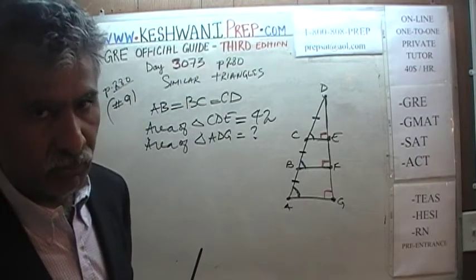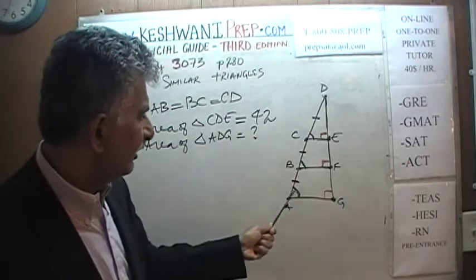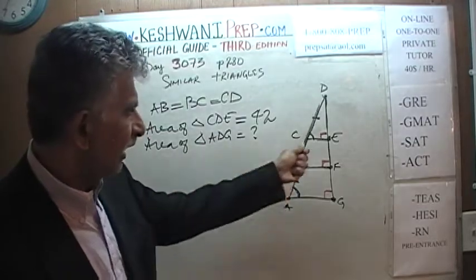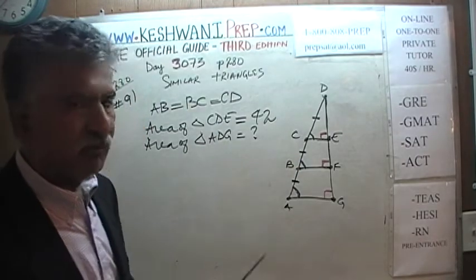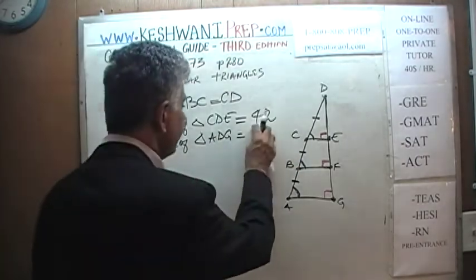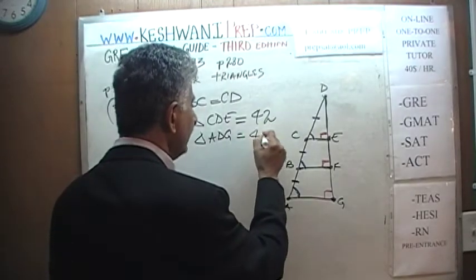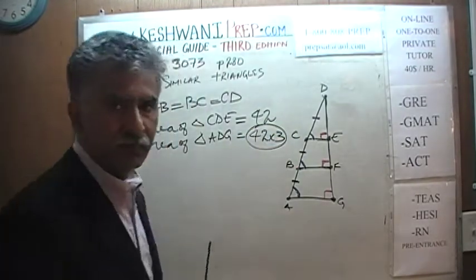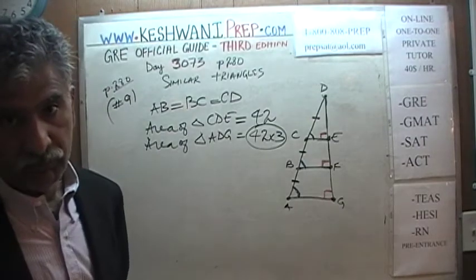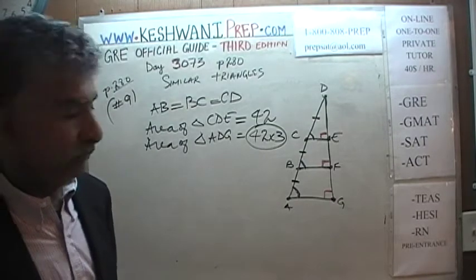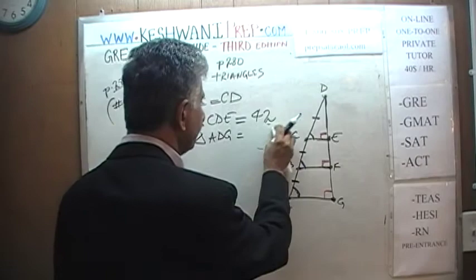Lazy man does not want to do all the work. He just realizes that it's three times as large. The big triangle is three times as large. We are told that the area of the small one is 42. So he just assumes that the area of the large one must be three times as much. And he's done. And that is going to be one of the answer choices. Let's do the proper work, shall we?